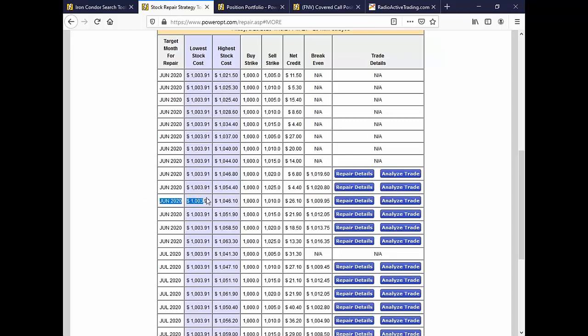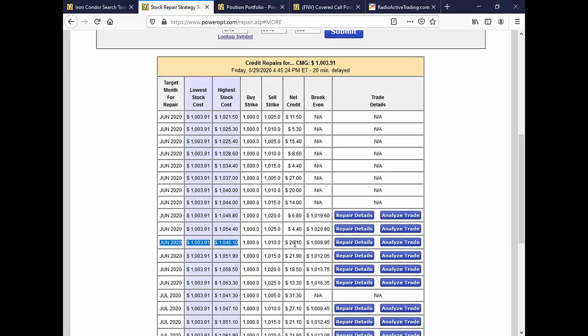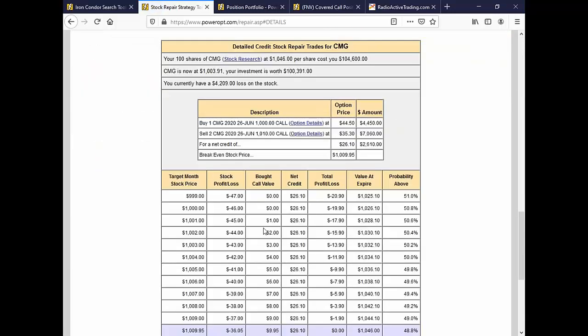So here's a June position where I have a cost basis of 10.46 and it's showing me a repair where I'd only need the stock to go to 10.09, which is still about $0.36 below my cost basis, but I'd be at break even. How? Well, click on repair details.